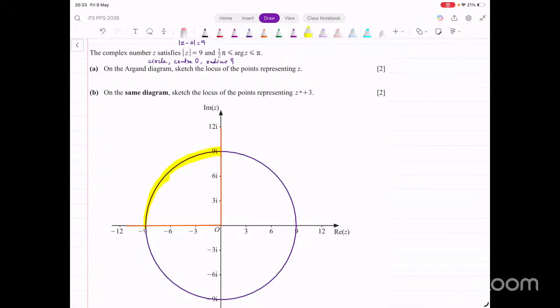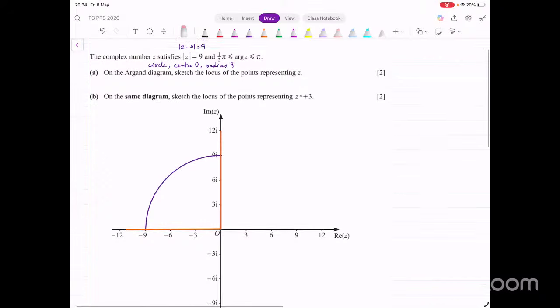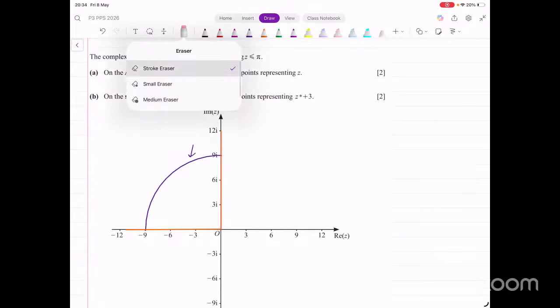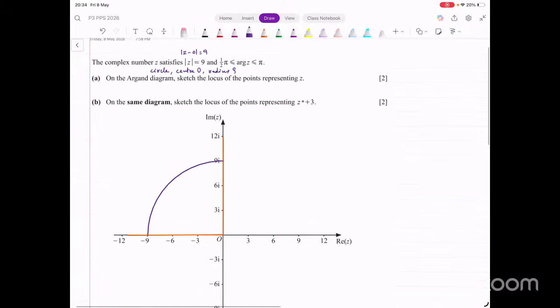Now, this is one way of doing this, but in the recent marking schemes, the way they actually show this is, rather than shading that part, they just show the part that is valid. So they don't have anything else showing there, and they just do something like this. That's what you should do ideally. This is the curve, this is the arc that satisfies both of those conditions.